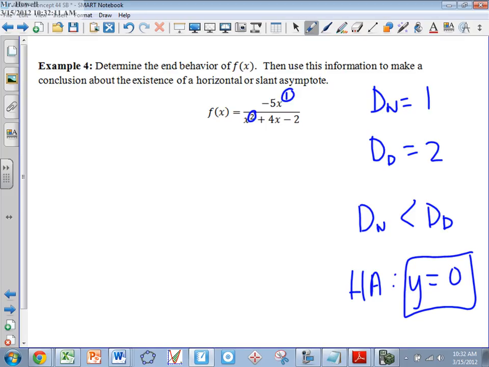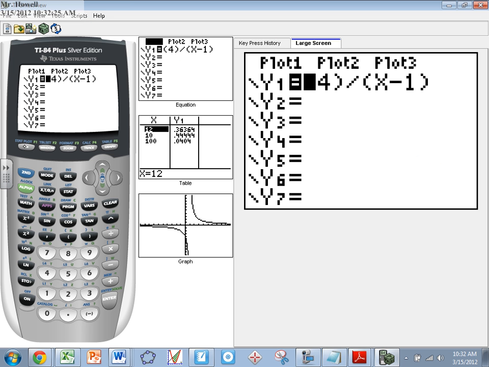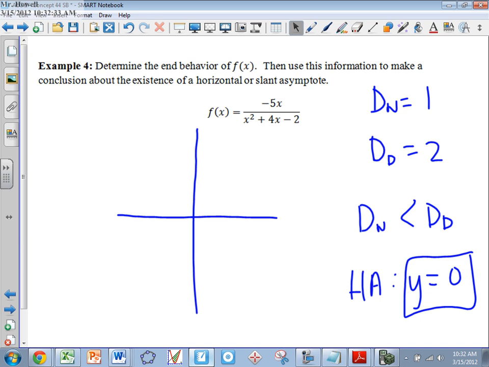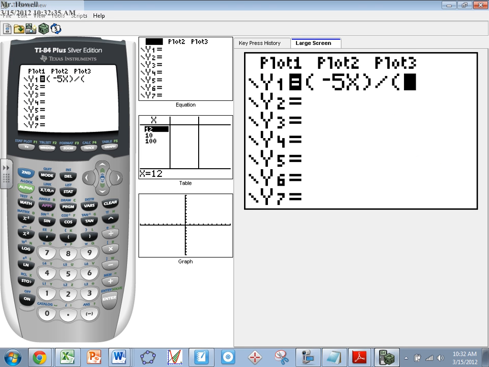Okay, I'll draw a sketch up here, but I would like you guys to graph what it actually looks like. And please don't forget your parentheses. Very key. It's negative 5x, divided by, in parentheses, x squared plus 4x minus 2. So that's what you should have in your y equals right now. Go ahead and hit graph on yours, please. I'm going to postpone mine for a second so you can see. Go ahead and graph.